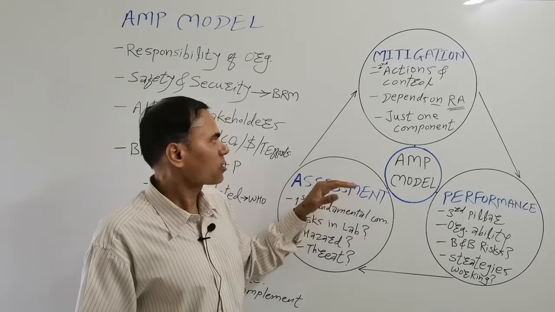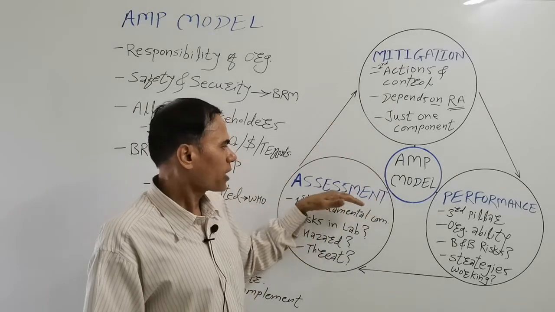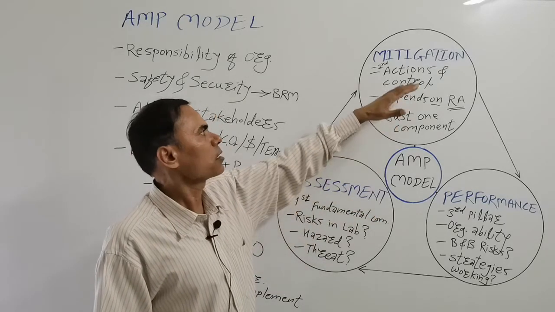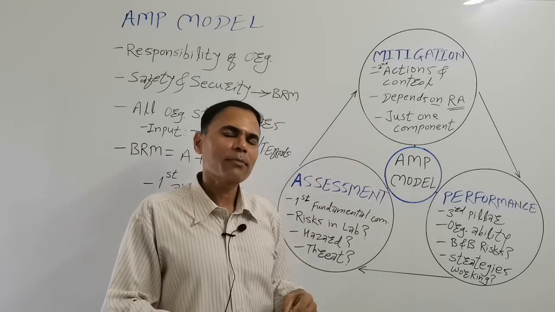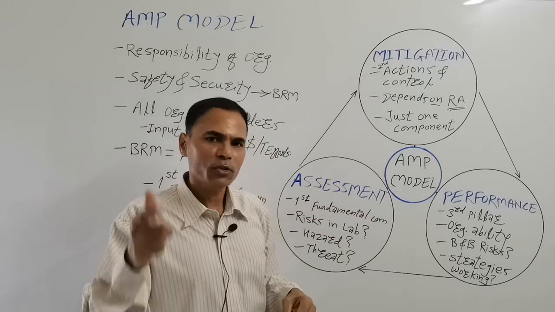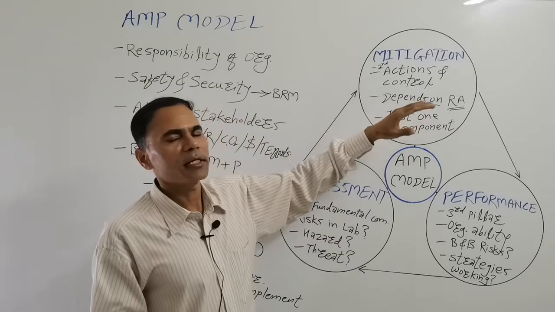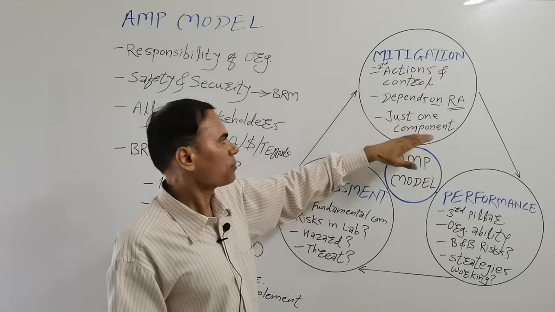So all this assessment, mitigation and performance is interdependent. So assessment should be robust. Then and only then can you take the right actions and control measures to mitigate the biosafety risk as well as biosecurity risk. So keep in mind, this entirely depends on risk assessment. So risk assessment should be robust.